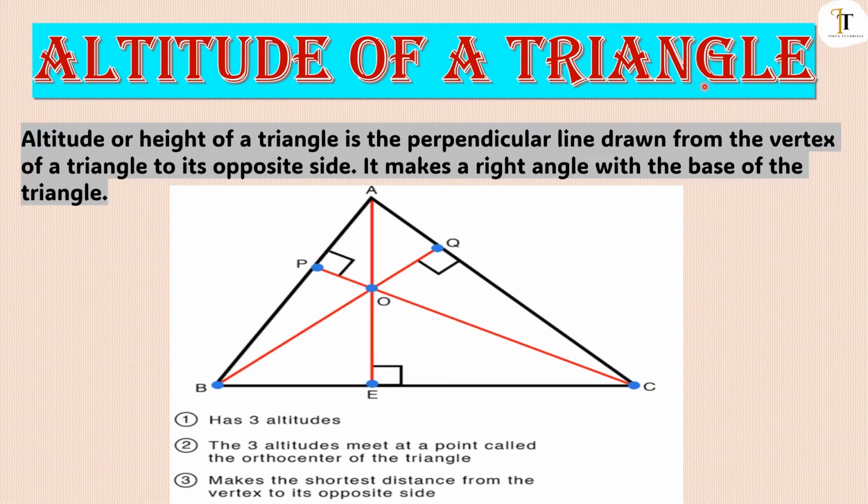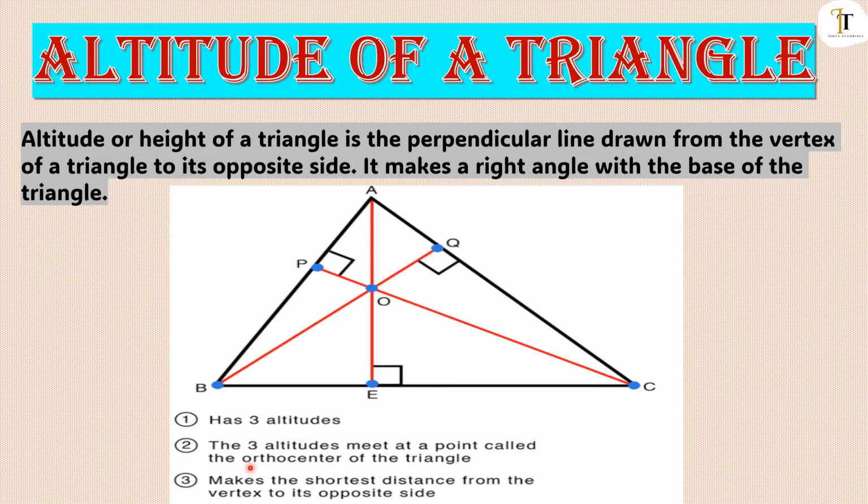Altitude of a triangle. Students, an altitude is a line which always makes a 90 degree angle with the opposite side. Now in triangle ABC, you can see we have three altitudes CP, BQ and AE. And the most important thing, it is different from the median. It is not dividing the opposite side into two equal halves. Okay, and where all these three altitudes meet, or intersect, this point O is called the orthocenter.